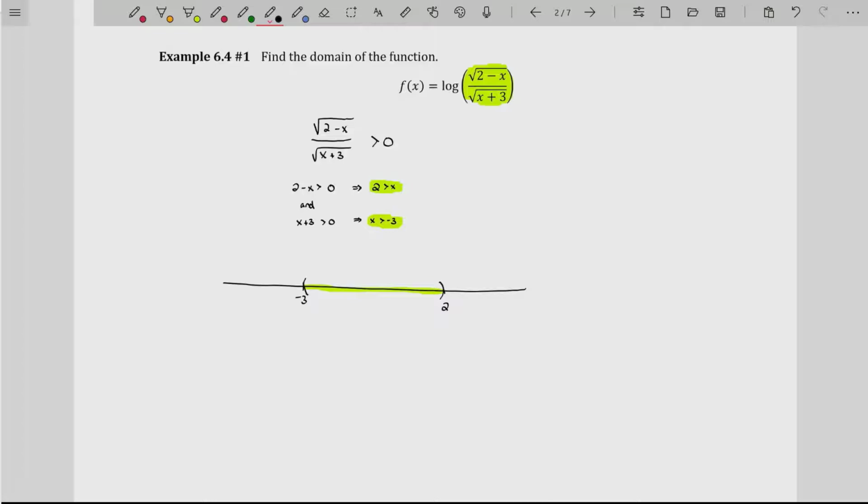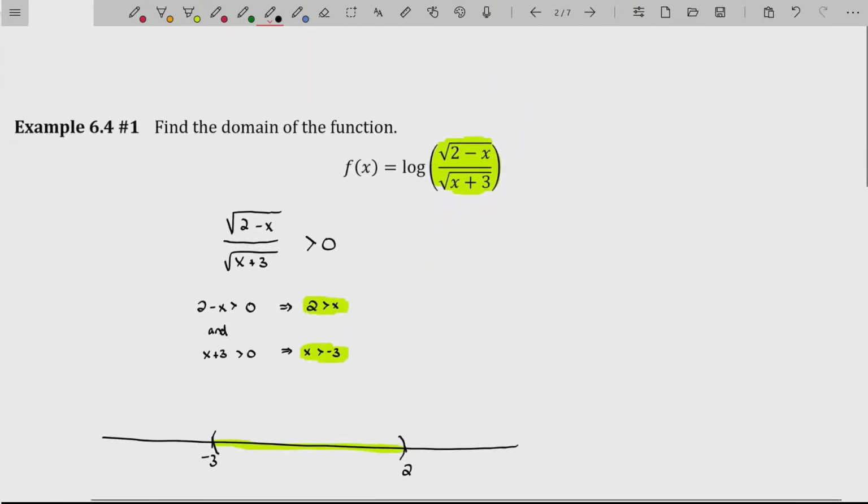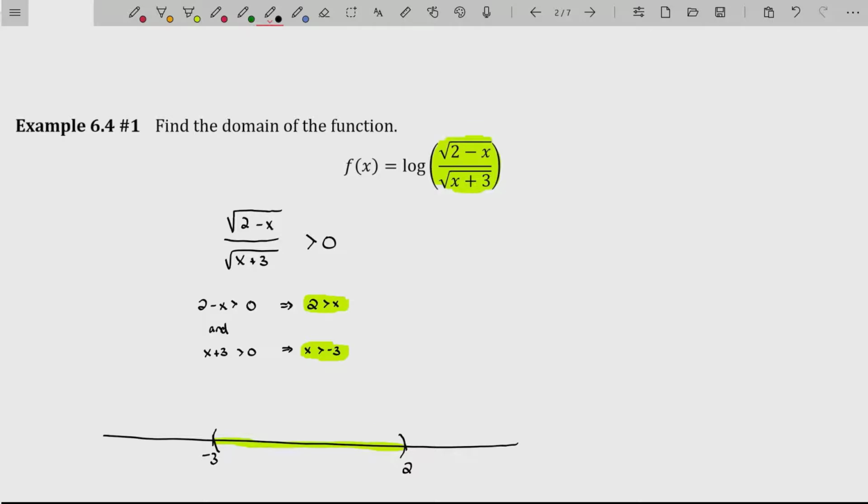So the domain of that logarithm would be all x values in the interval negative 3 to positive 2, not including the endpoints, because they would cause either division by 0 or cause the fraction, or the argument of this logarithm, to actually be 0. So that's a kind of a starter example, and it doesn't super illustrate the domain restriction on the log, but it still does allow us to see how you would approach these questions. You're just going to start with the stuff that I highlighted has to be positive.